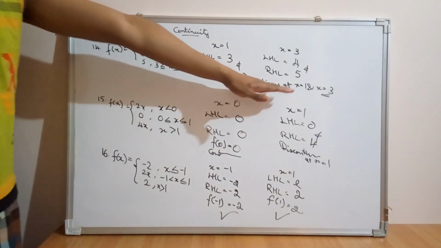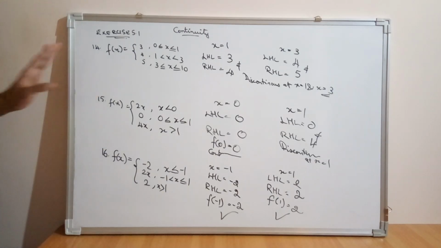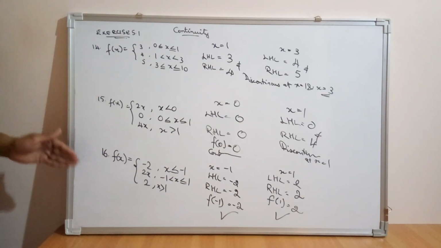Okay, we found out this part was discontinuous, this was discontinuous, and here the whole thing was continuous. There was no problem with this. And that's all about up to the 16th question.